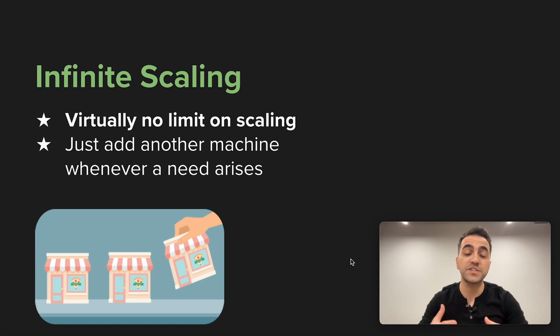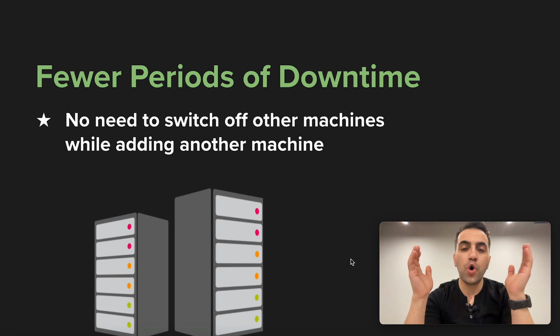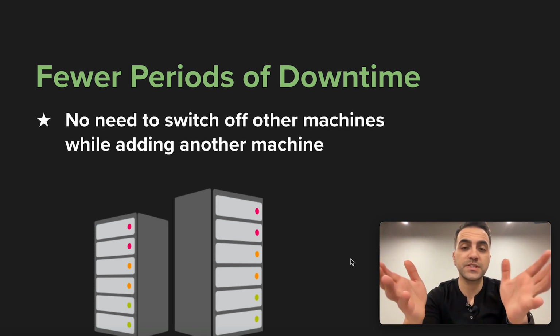When there is a need for expansion or scaling out, all you have to do is just add another machine to the pool of servers and distribute the load. And you can scale virtually infinitely. The second advantage is fewer periods of downtime. Again, let's consider our restaurant example. When Starbucks decides to open up a new branch in another location, they don't have to close other branches, right? So Starbucks doesn't have any downtime. Always ready, always serving. It is the same in system design as well.